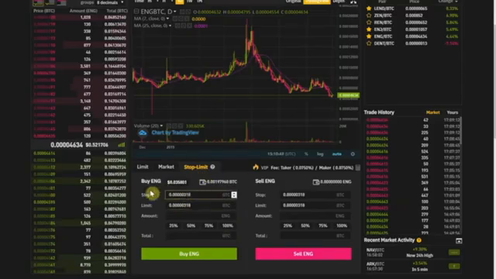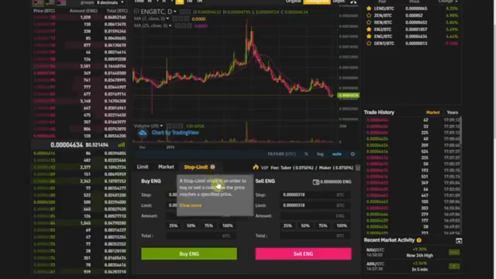I mean, it doesn't really mean the same thing. What the stop limit order is that you have to choose a stop price. You actually have some help here. Stop limit order is an order to buy or sell a coin once the price reaches a specified price. Okay, they don't use the word stop or limit, but okay.